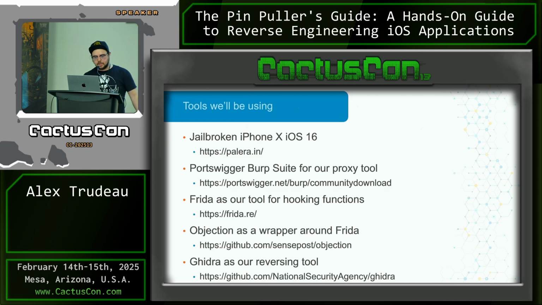The tools I'm going to be using today: just for the sake of simplicity, I'm using a rootful jailbroken iPhone X on iOS 16. You can do this on jailbroken or non-jailbroken devices, but that goes outside the scope of this talk. I'm going to be using PortSwigger Burp Suite, everyone's favorite tool for proxying. Frida is going to be our tool for hooking functions, with Objection as the wrapper around that. And then we're going to be using the NSA's Ghidra as our primary reversing tool.